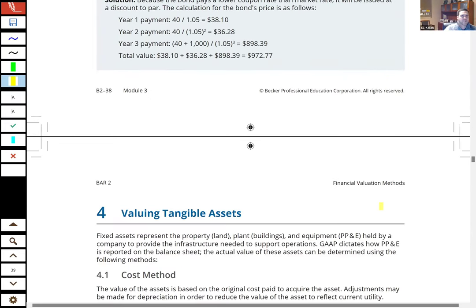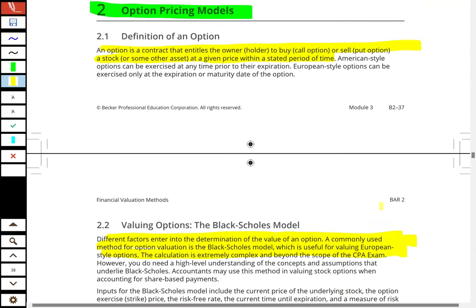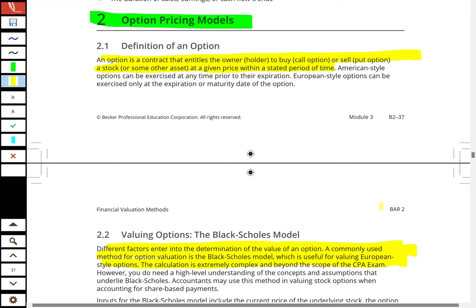So now, do you want the flashcard though? Well, you could. A model commonly used is the Black-Scholes, if you want to. That might be in your head already. I just wanted you to realize that the CPA exam will give you the value of an option, essentially.